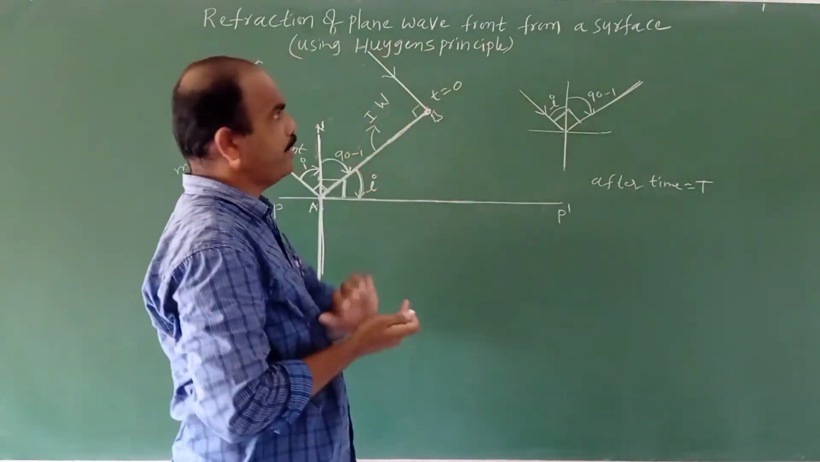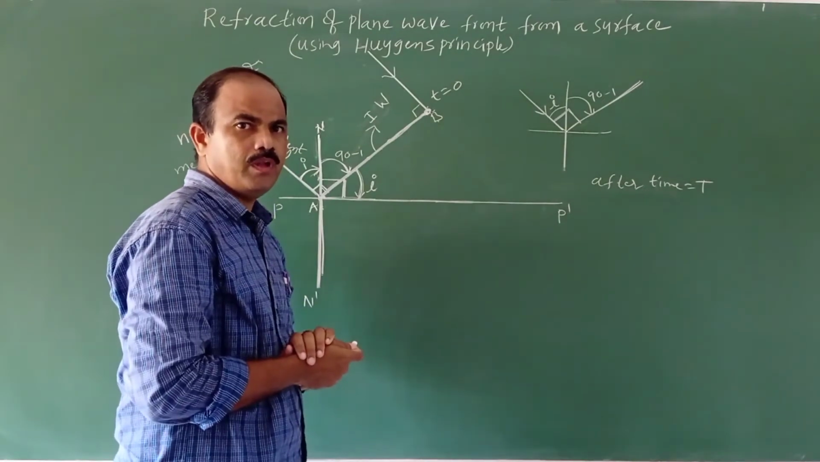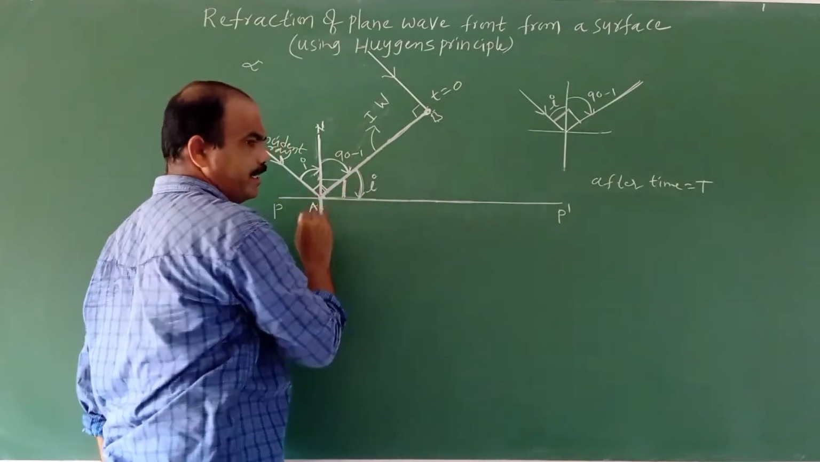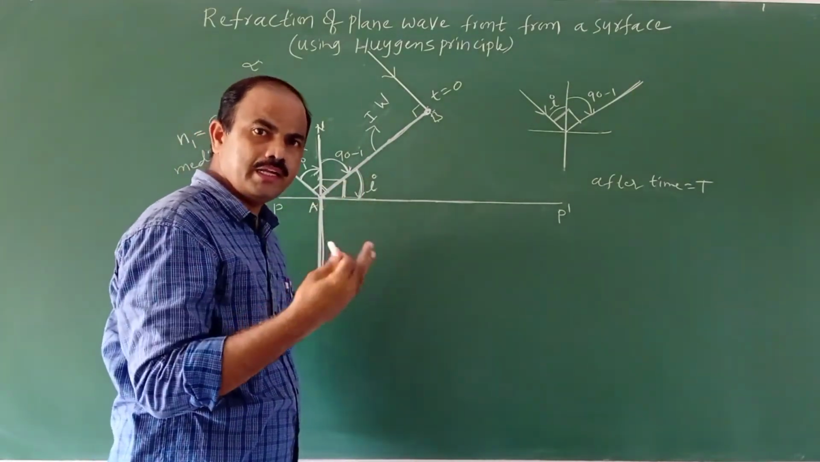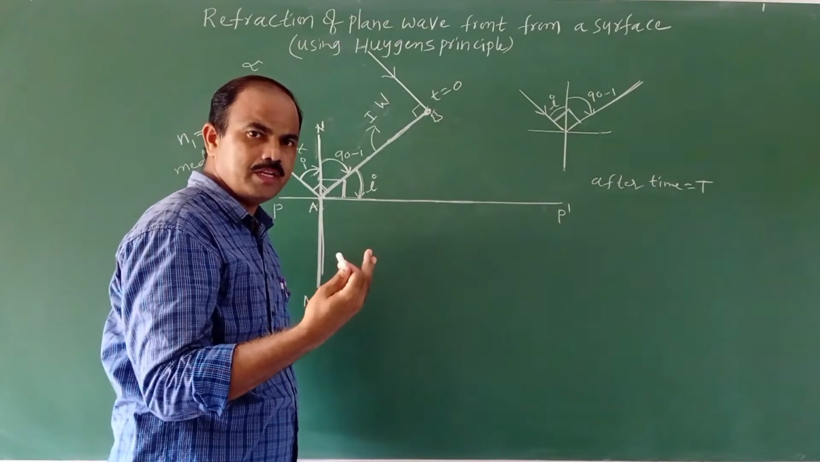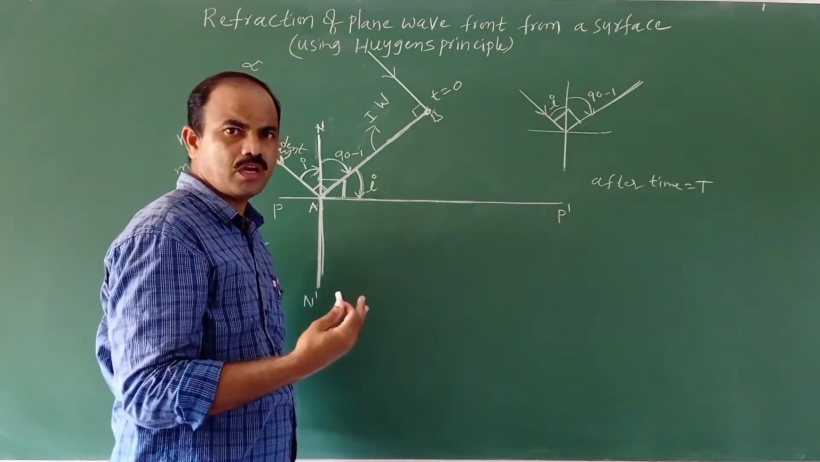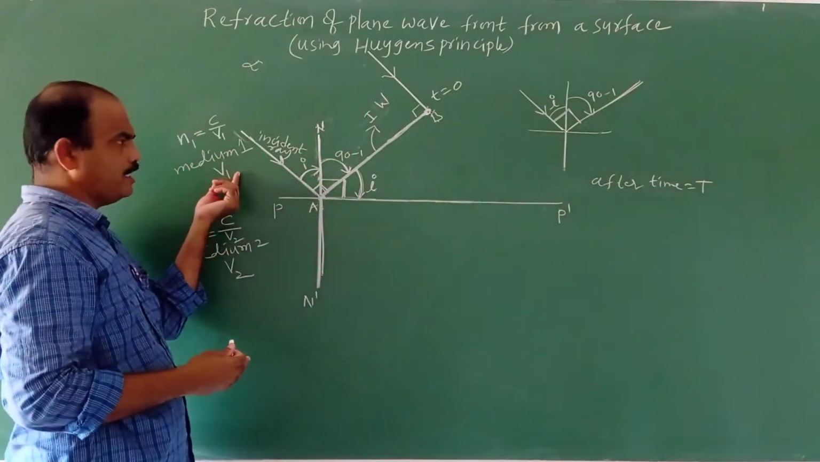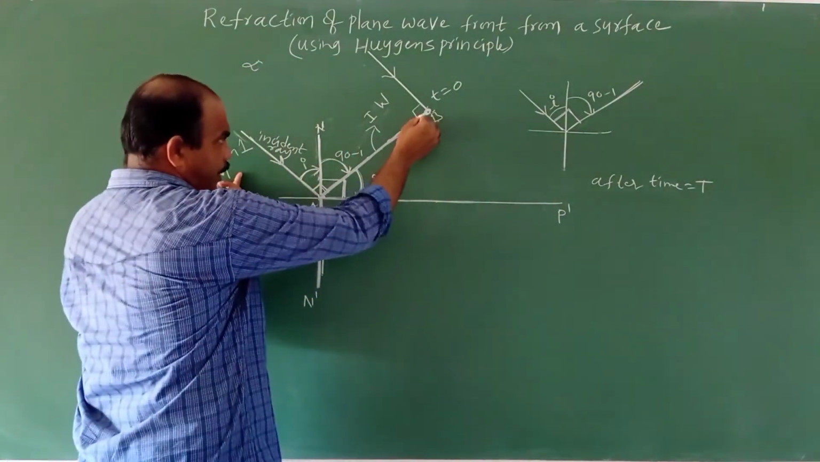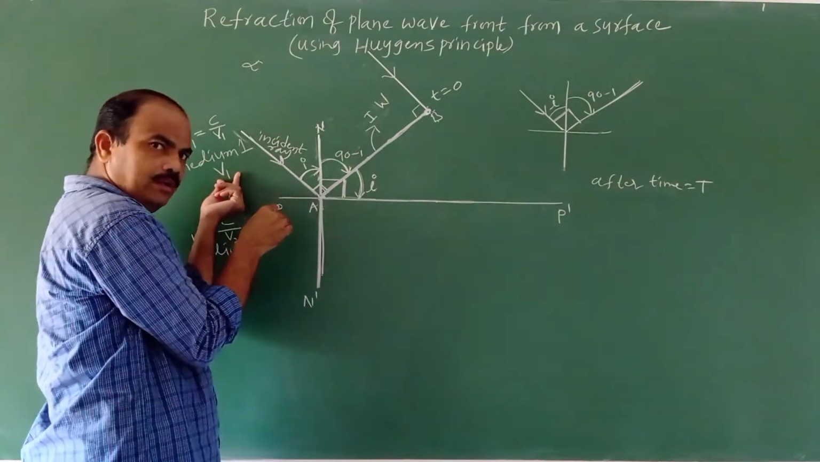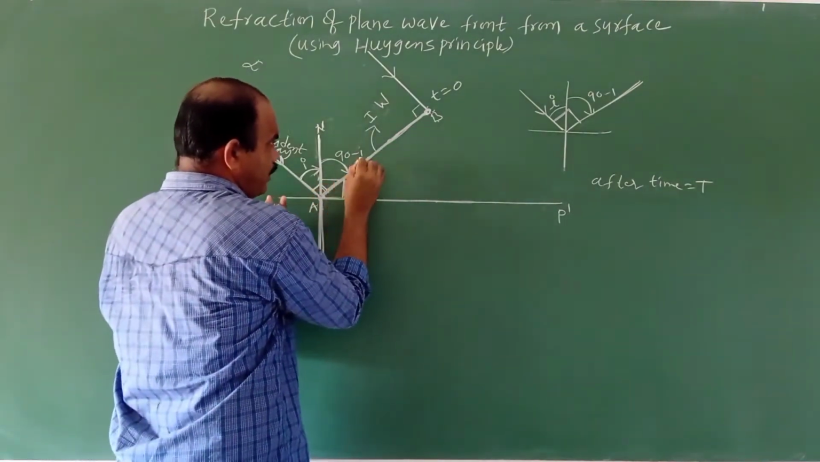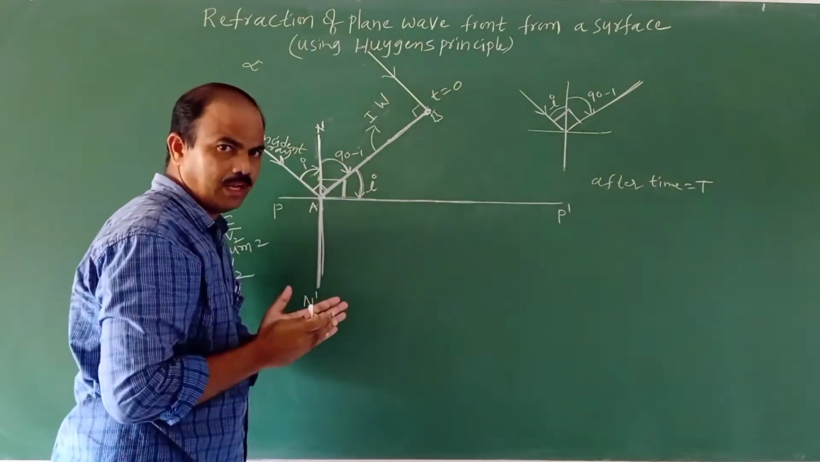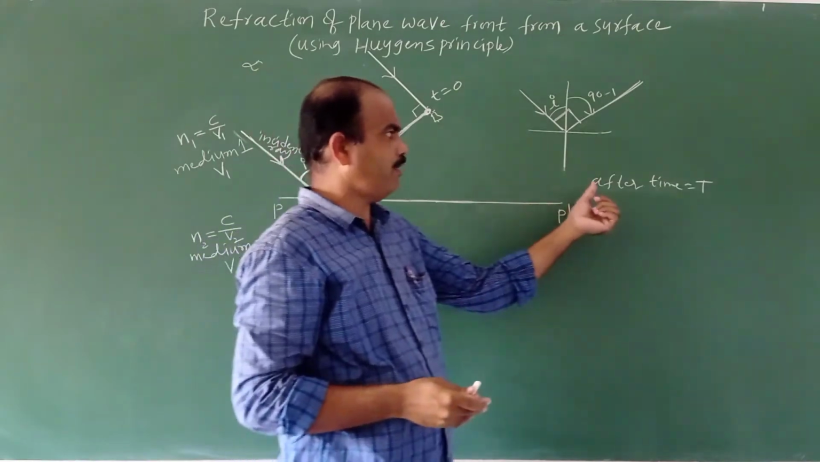To know the position of this wavefront after time t, I am using the Huygens principle. So what is the Huygens principle? According to the Huygens principle, every point on the wavefront is a source of secondary disturbance. That secondary disturbance also produces waves, called secondary wavelets. Those secondary wavelets also travel with the same speed as the wavefront. So what is the speed of the wavefront in medium 1? V1. So the secondary wavelets produced from different points on the wavefront also travel with the same velocity. But after how much time do I want to know the wavefront?